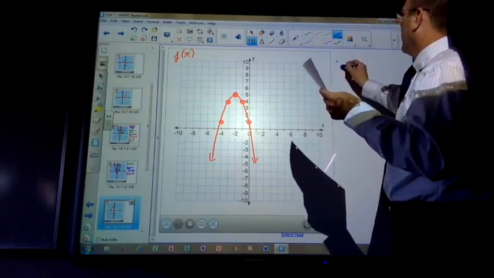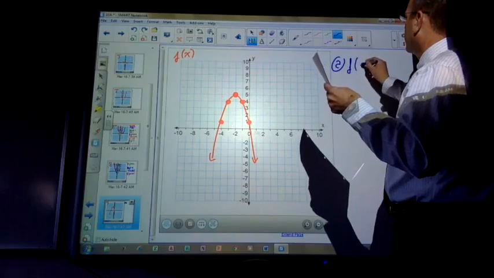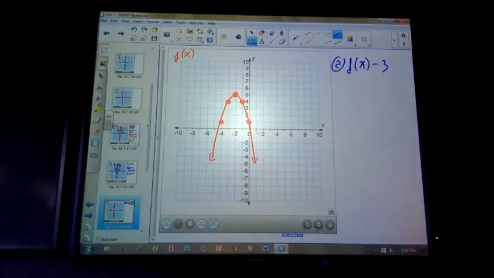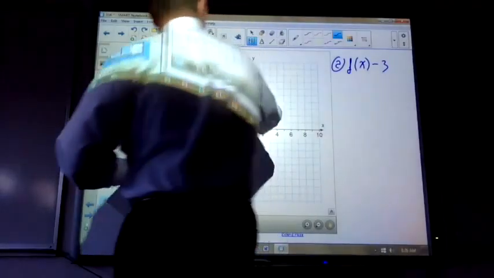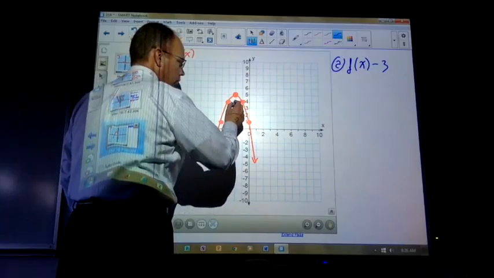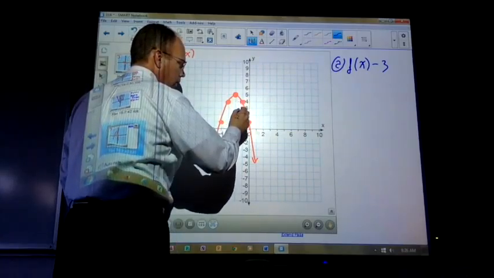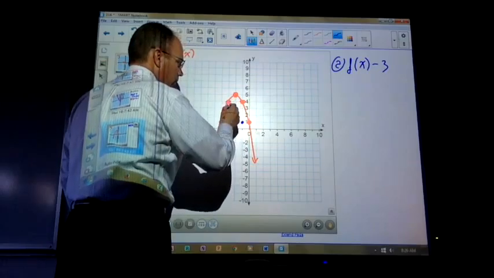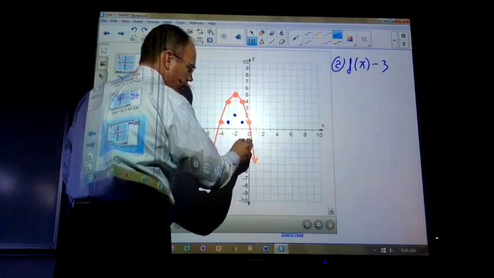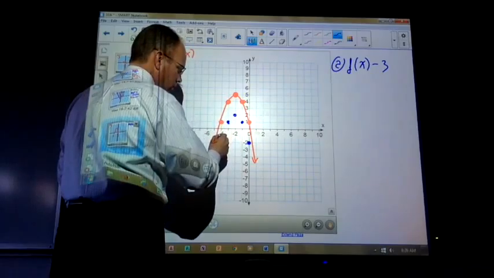All right, here we go. Letter A. Gabe, what do you think it's going to do? It's going to go down 3. So this one, our parent function is already upside down, so all of our points are going to go down 3. So 1, 2, 3.